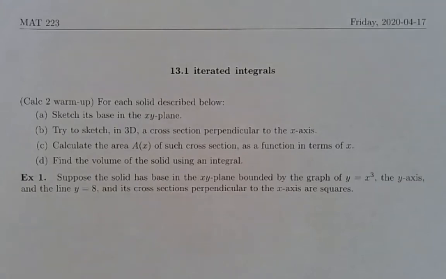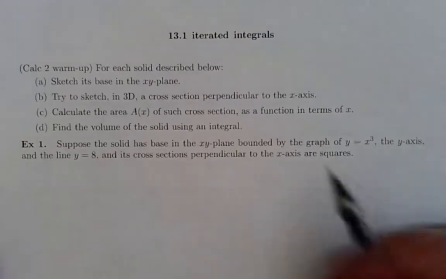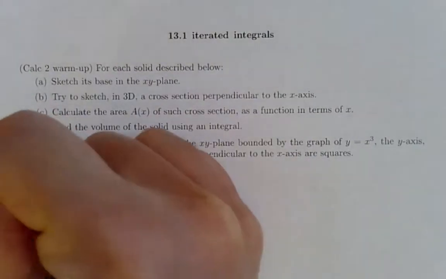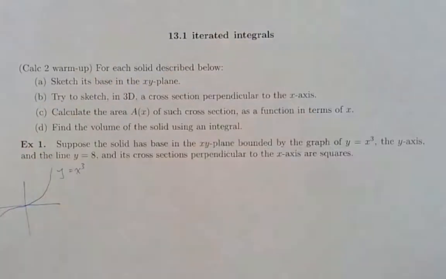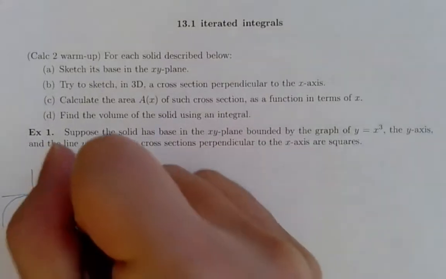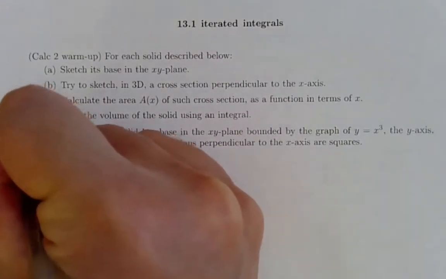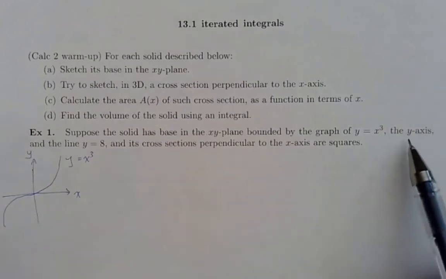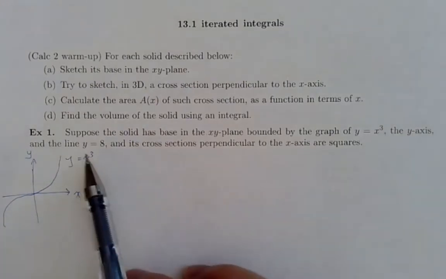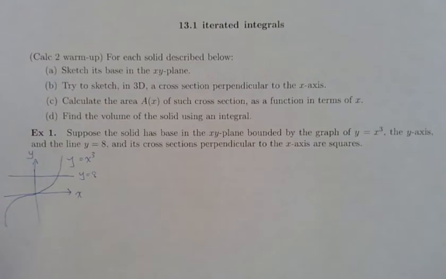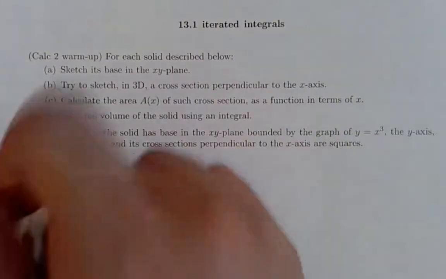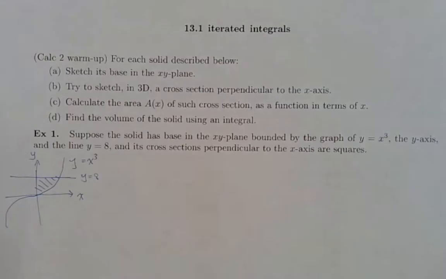We have a solid and its base in the xy plane bounded by some curves. So let's sketch that. Here, bounded by the graph y equals x cubed. Let me draw y equals x cubed. And also the y-axis, I've already drawn the y-axis, and the line y equals 8. So I have this region that's bounded by those three curves.